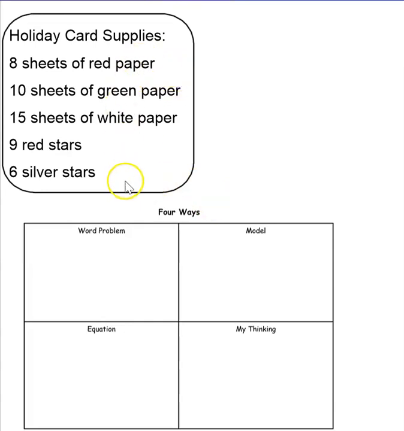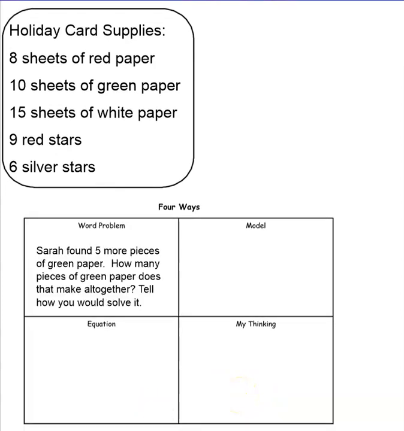Now, we may use some of this data or all of this data to help solve our problems today. So we're going to use this 4 ways mat to help us solve this problem today. So you ready to get started? Okay, so I went ahead and I put my word problem here in my 4 ways. And let's read it first without the numbers. Let's use our 3-read strategy.